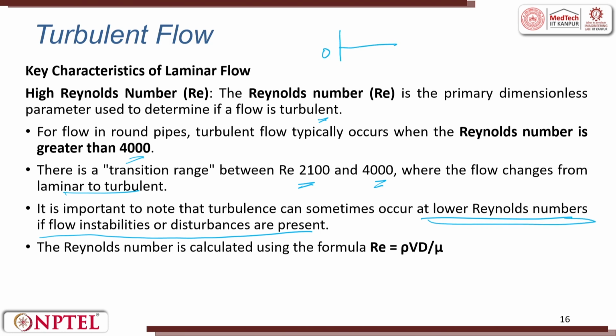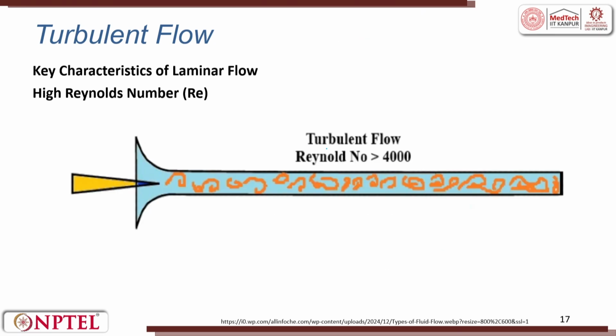So, from 0 to 2000, it is laminar; greater than 4000, it is turbulent. Now, 2000 to 4000 we say it is transition. In laminar flow also, if flow instability or disturbances are present, then at low Reynolds number you can have turbulent flow. So, this is the formula for calculating the Reynolds number, a dimensionless parameter: rho v d divided by mu.